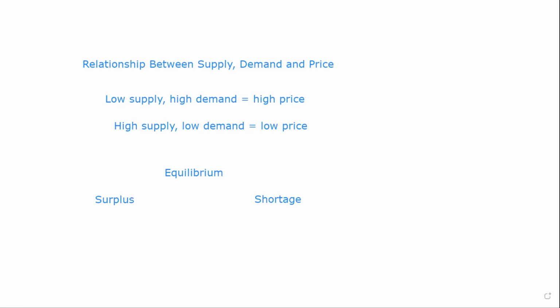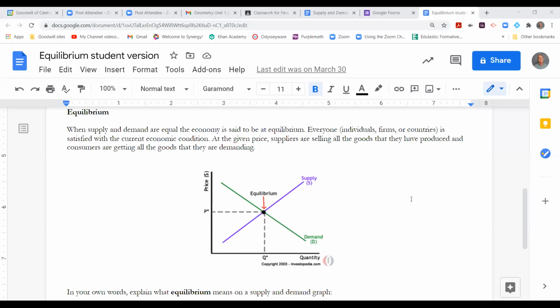Anybody have questions about those? I'm going to give you one other graphic here that's a little cleaner. This is probably the traditional or the classic way to show that supply and demand are at equilibrium.